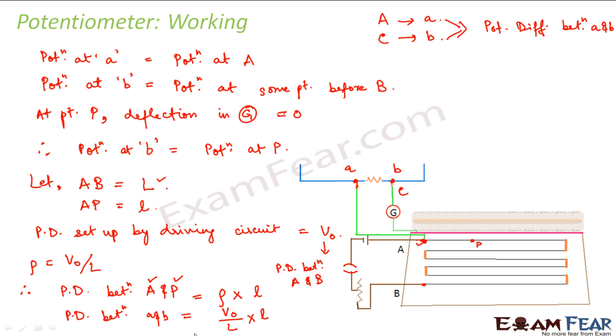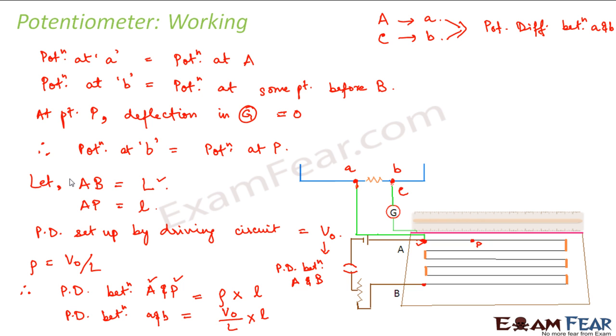But here if you see, we do not know what this V naught is, that is, what is the potential difference which is set up by the driving circuit. So how do we determine V naught? Once we determine V naught, we can find out the potential difference. Right? So now our agenda is to determine V naught. How can we calculate the value of V naught?